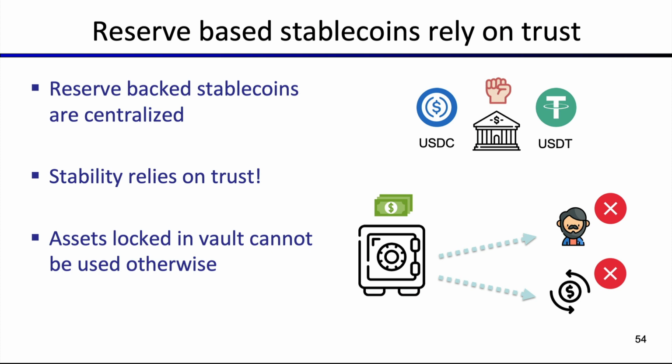So once assets are locked, they really cannot be used otherwise, right? And once they're blacklisted or even destroyed, it gets even worse. So we have seen the sanctions from OFAC, the US sanctions on Tornado Cash smart contracts. That's an example where such reserve-based stablecoins may also need to engage in censoring or blacklisting coins.